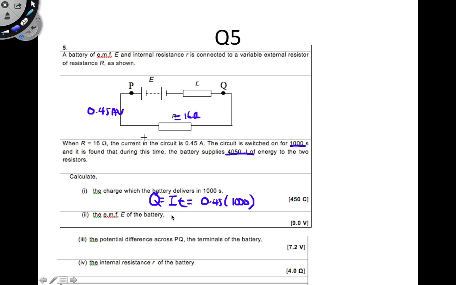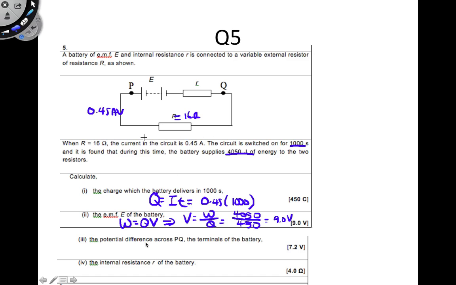EMF E of the battery, again straightforward because we know the energy and we know the charge, and we know that work done is equal to Q, total charge, multiplied by potential difference. So your V is equal to work done over charge. Your work done is 4050 divided by charge of 450 and you get 9.0 volts. So this is the EMF of the battery.